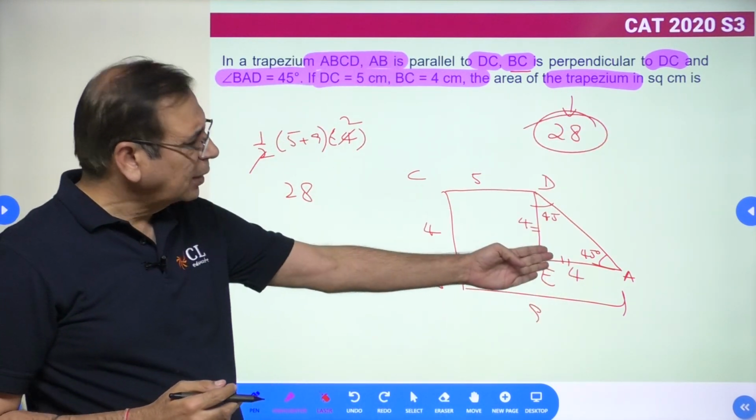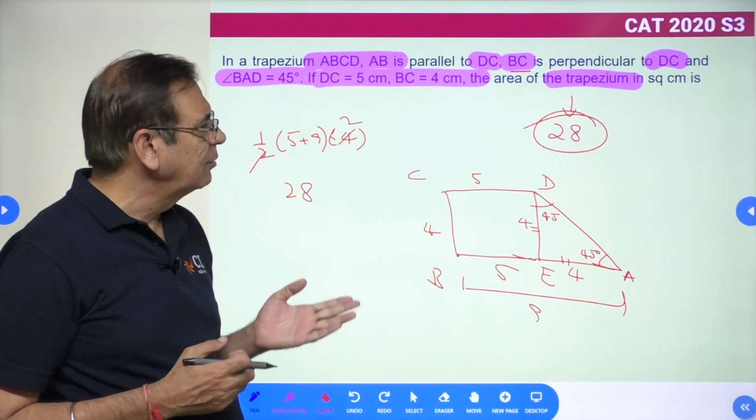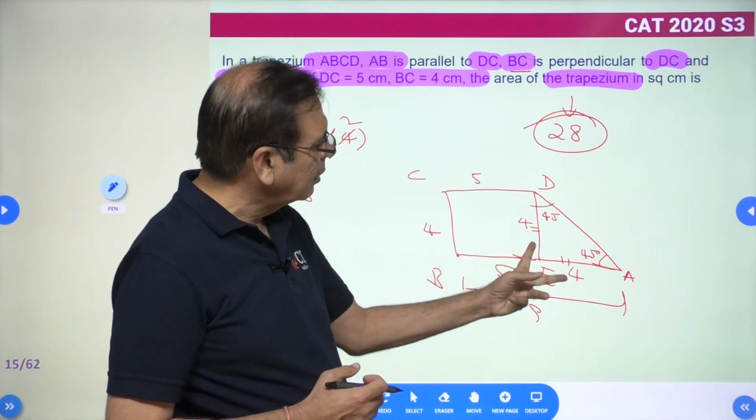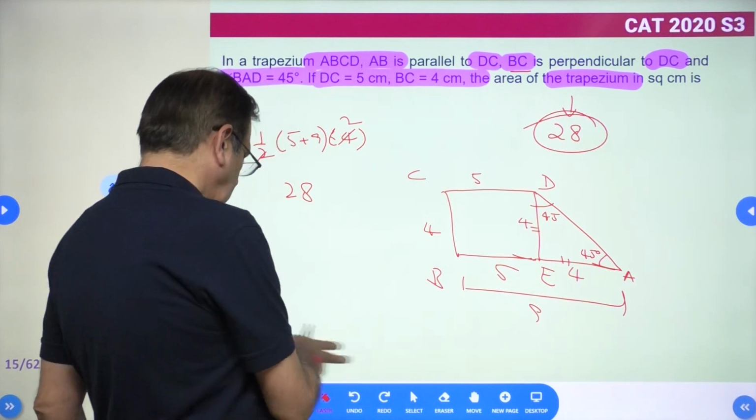If you make the figure, you will see it. And this 45 again: look at it, a 45, 45, 90 right triangle is in front of you, and the ratio of sides is 1 is to 1 is to root 2. These are things which need to be on your fingertips.